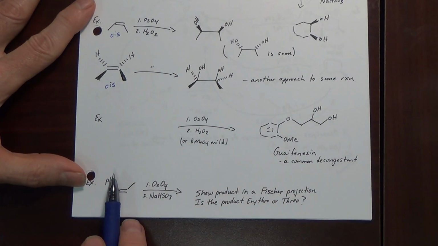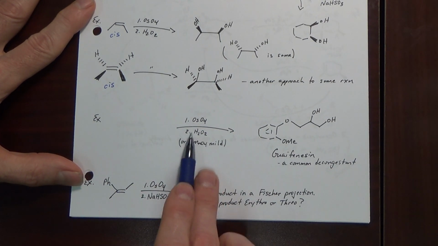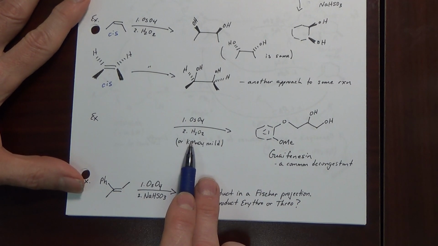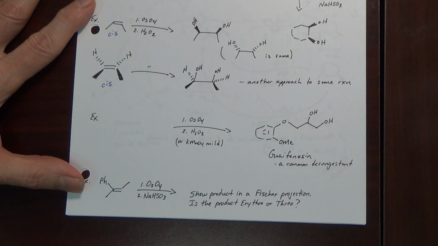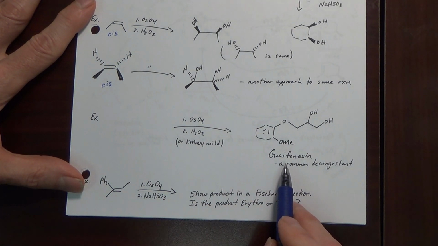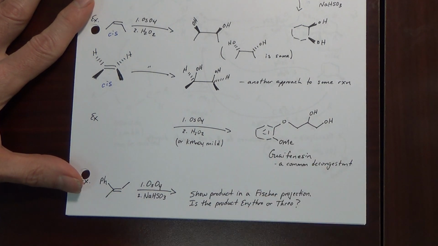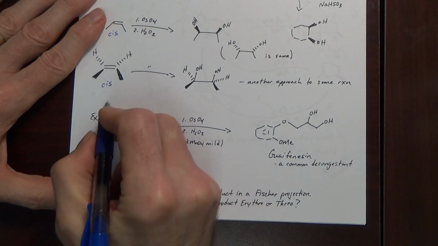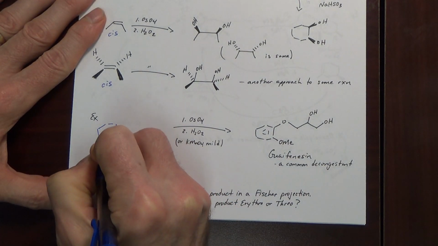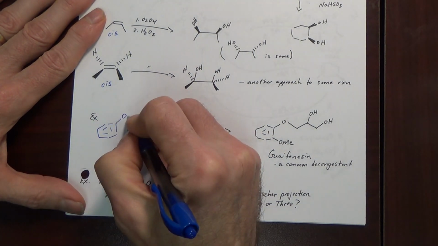Now we can also work backwards here. What starting material would react with the osmium tetroxide followed by the workup step to give this diol? Which, by the way, is guaifenesin, which is a common decongestant, like in Robitussin. This is pretty straightforward. I'll go ahead and just show you to illustrate an application of this reaction.